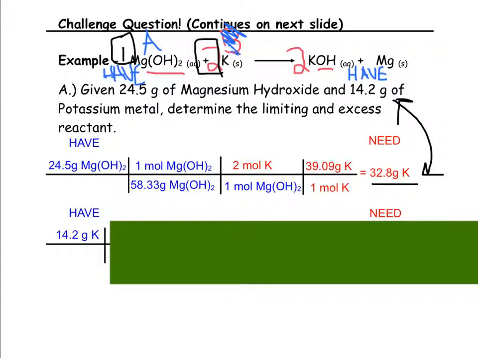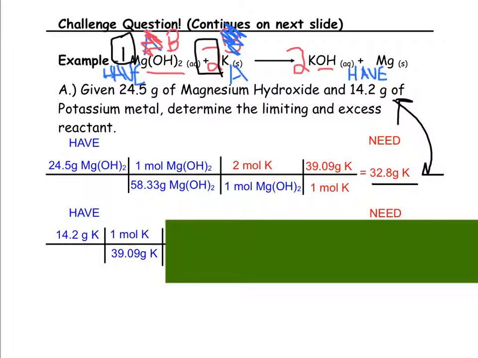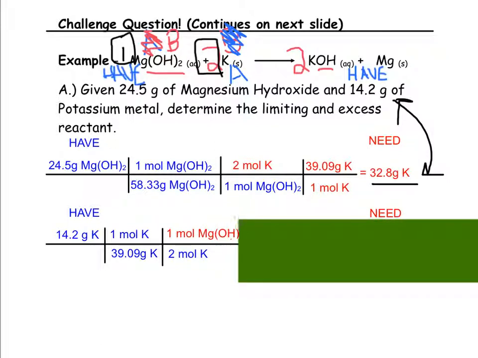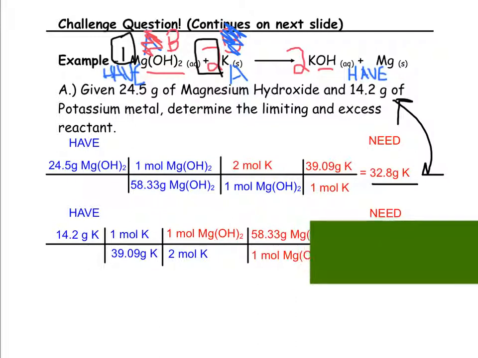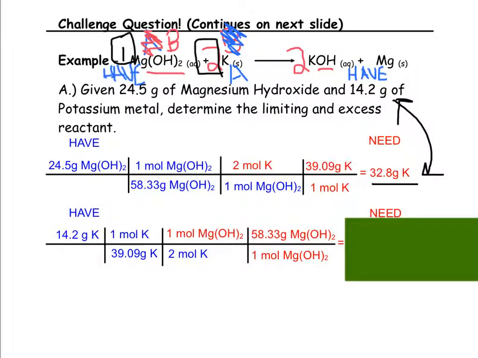And magnesium hydroxide is going to be our B. So we start with our 14.2 grams of potassium. We use our same molar mass that we found in the last problem. So 39.09 grams of potassium per 1 mole. There are 2 moles of potassium per 1 mole of magnesium hydroxide. 1 mole of magnesium hydroxide is equal to 58.33 grams of magnesium hydroxide.